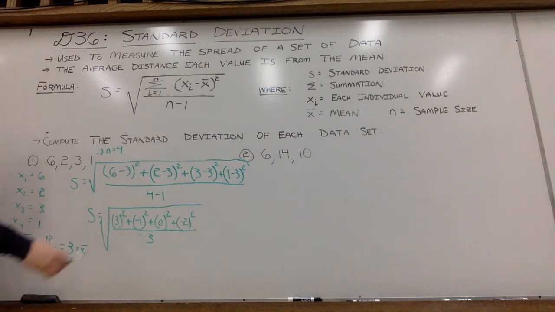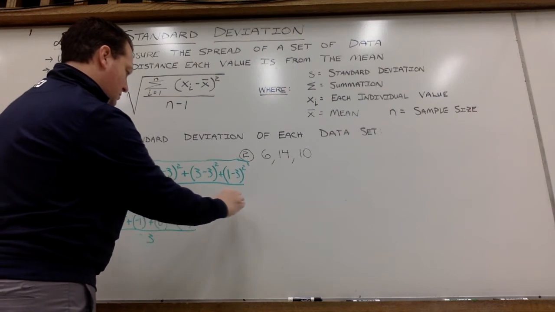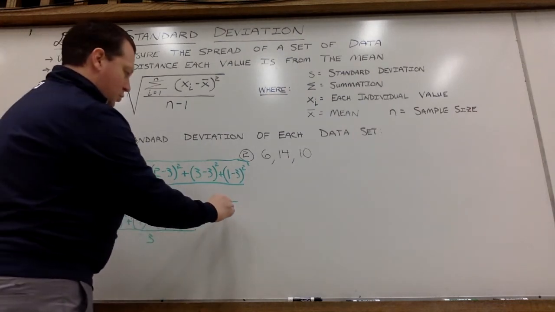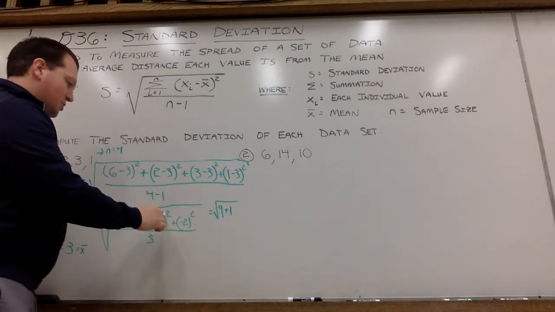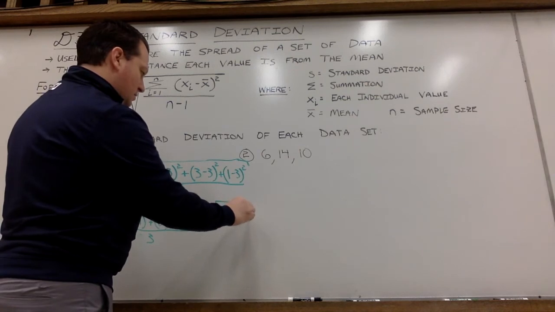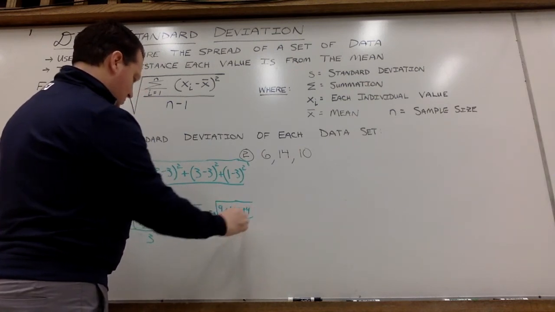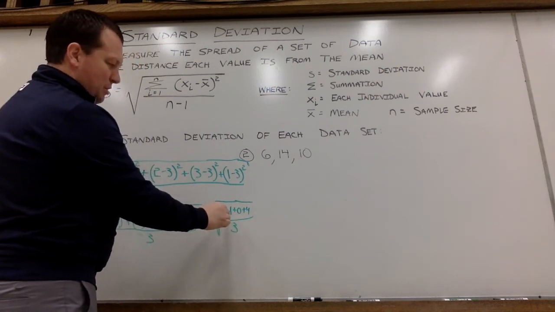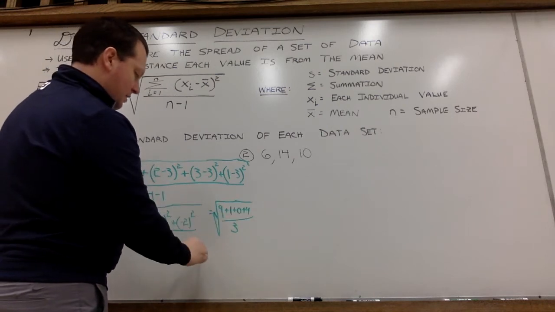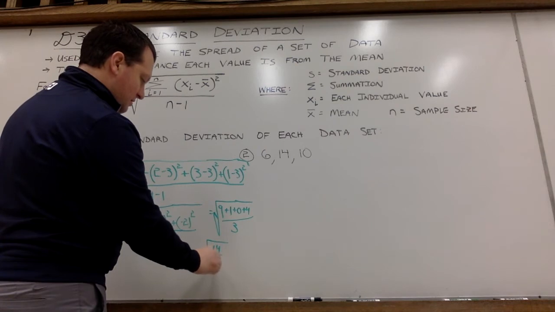Okay, let's continue here. So we got 3 squared, which is 9. Negative 1 squared is 1. 0 squared is 0. And negative 2 squared is 4. Over 3. So we got 9 plus 1 is 10. 10 plus 4, 14. So I'll have the square root of 14 thirds.